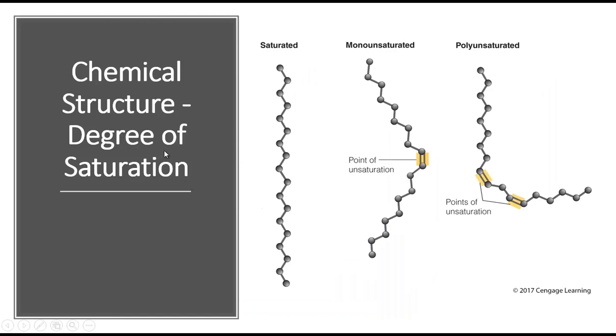An unsaturated fatty acid can have 1 or more points of unsaturation. If there is only 1 point of unsaturation, the fatty acid is called monounsaturated fat. 2 or more points of unsaturation on a fatty acid are called polyunsaturated fatty acids.